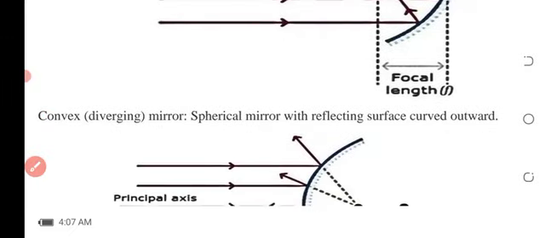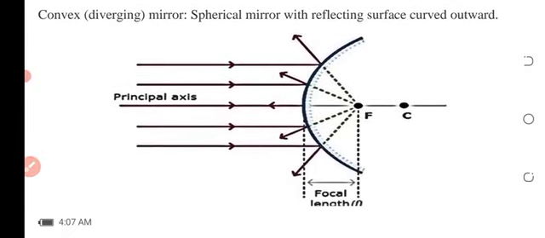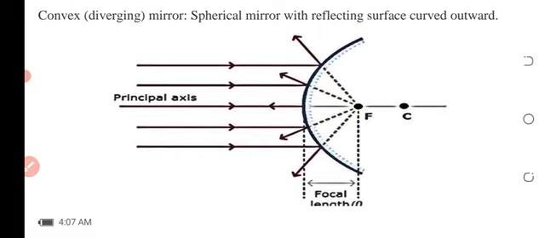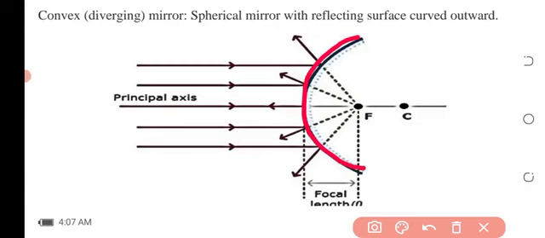And the second type is a convex mirror, or you can as well call it a diverging mirror. And this one has its reflecting surface curved outward. So this part is the reflecting surface of a convex mirror.